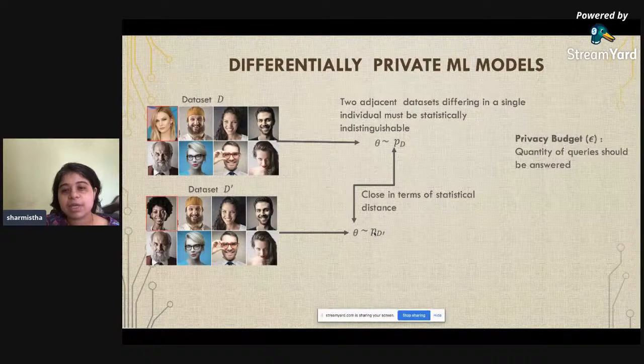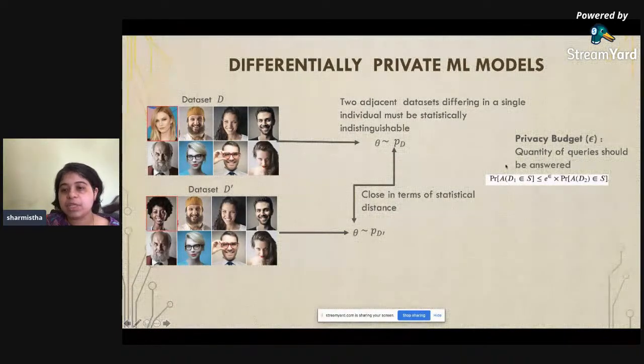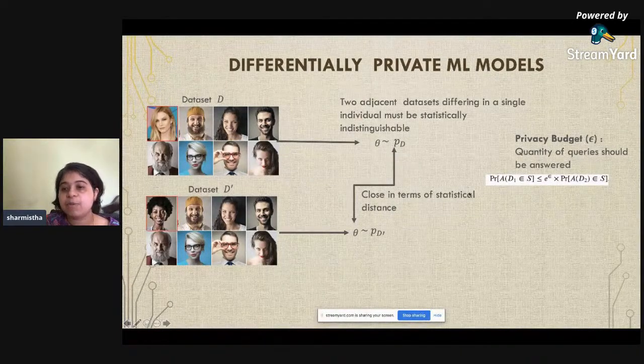And how do we estimate the privacy of my model? That's given by the privacy budget, and it is represented in terms of the number of queries that the library internally uses to estimate the budget. So let's see how it is defined. The privacy budget is epsilon, represented by the probability of data set D dash, D1 belonging to a normal distribution, divided by the probability of the other data set, which should be less than or equal to e to the power epsilon.